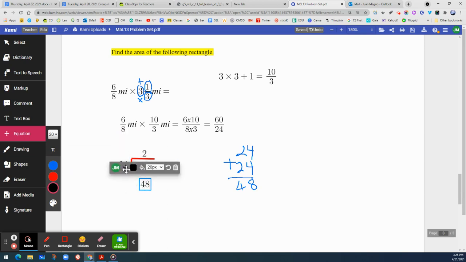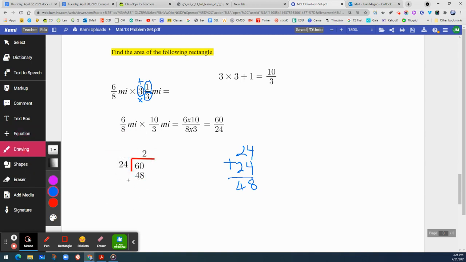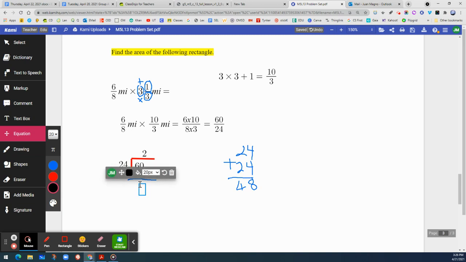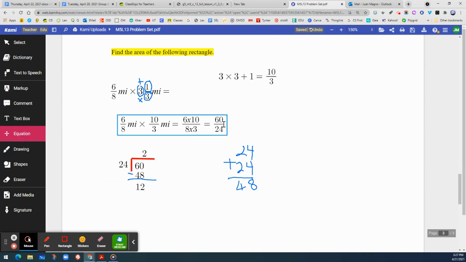I'm going to align the 48 right below the 60. The difference between those two numbers is going to be 12. So let me put the minus sign, and that's going to be 12, because 48 plus 12 equals 60. Now that's our answer. We found the area of this rectangle.